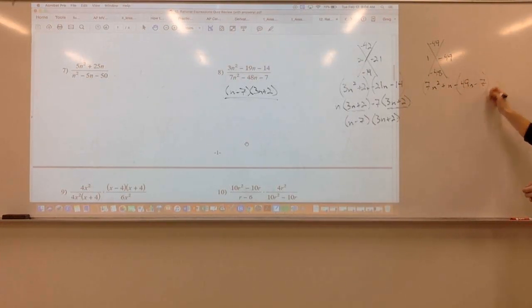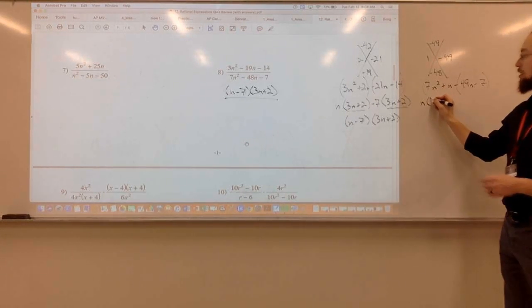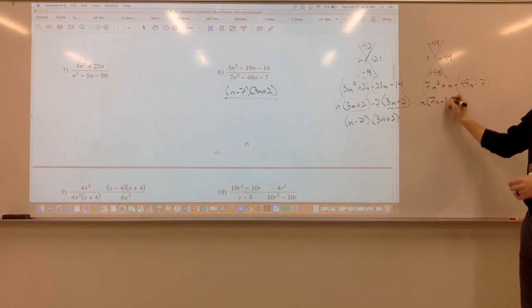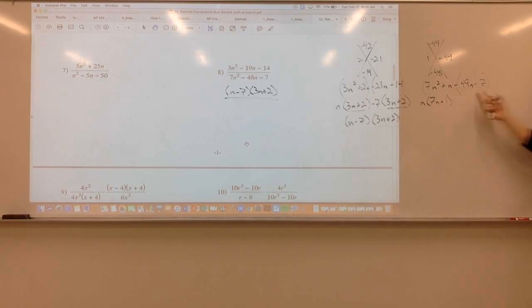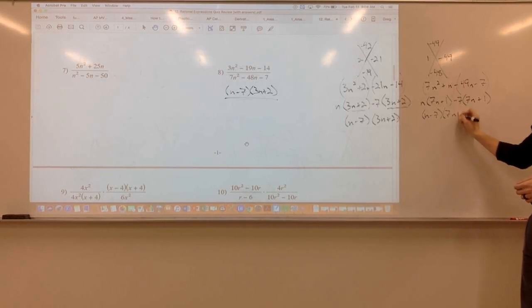Group the first two, group the second two. So what can I take out of 7n squared and n? Just an n. So what am I left with then? 7n plus 1. And what can I take out of negative 49n and negative 7? Negative 7. So then I'm left with positive 7n plus 1. These are the same, so my final factored form would be n minus 7 times 7n plus 1.